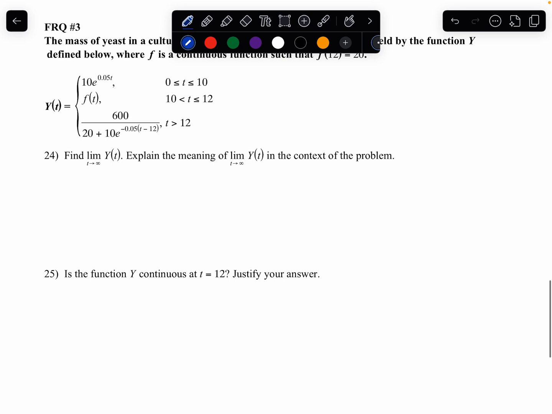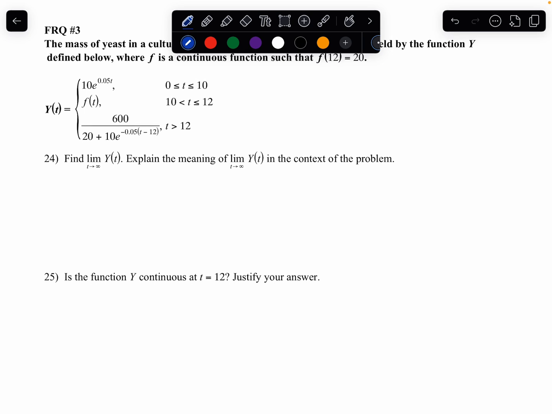For the first part, find the limit as t approaches infinity of y of t and explain the meaning of the limit as t approaches infinity of y of t in the context of the problem. The limit as t approaches infinity of y of t is going to be equal to the limit as t approaches infinity of this expression right here, since this is the part that will approach infinity. So that's going to be 600 over 20 plus 10 e to the negative 0.05 t minus 12.